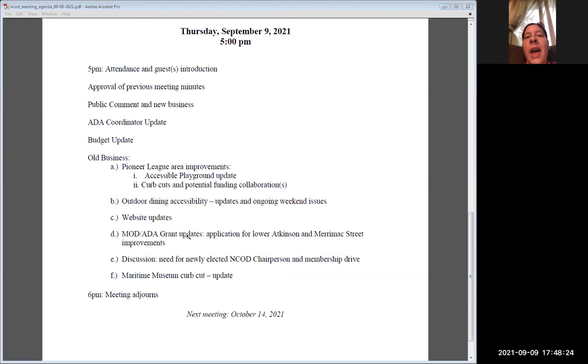So on that note, is that the last of the agenda? Yes. No, the last one is the Maritime Museum curb cut. Did we talk about the Maritime Museum curb cut? I think we did. That was in Coordinator Dennis's update. Okay. Yeah. So then we're good. All right.